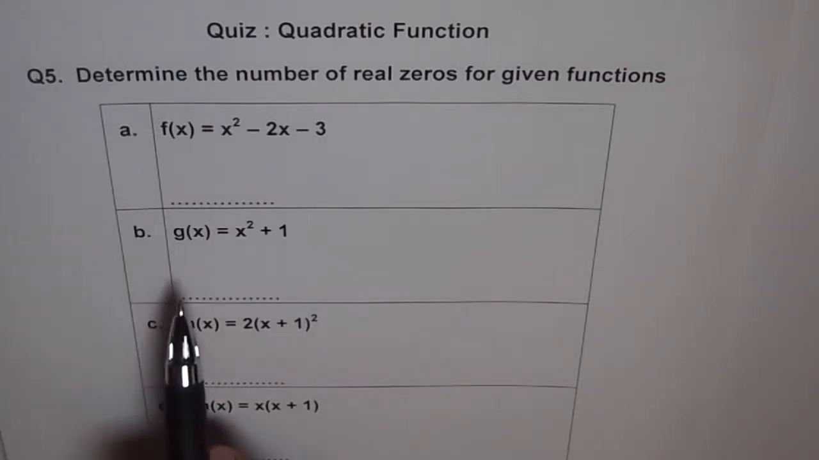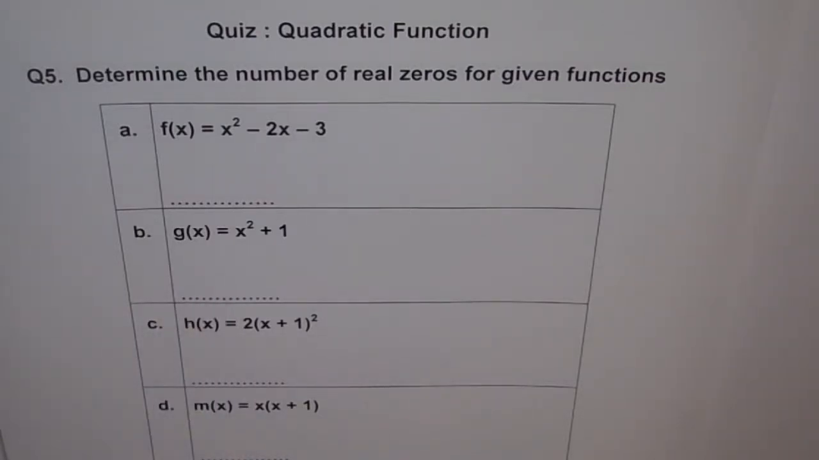Part B is g(x) equals x squared plus 1. C is h(x) equals 2 times (x plus 1) whole squared. And D is m(x) equals x times (x plus 1). So these are 4 different parts of question number 5, and you have to determine the number of real zeros. Okay, now let's go through them one by one.